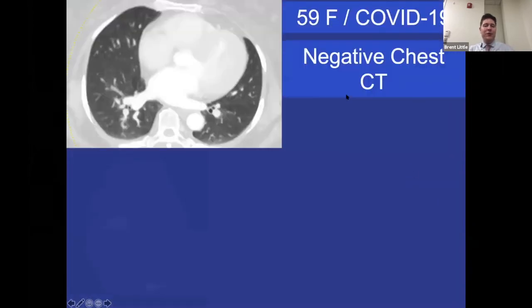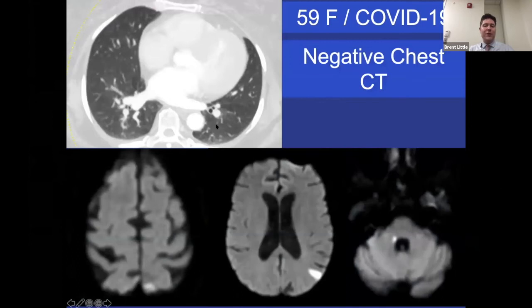And it's important to remember also brain effects. And you can see here, this is a negative chest CT, and yet the patient had these diffusion-weighted images that show multiple areas of infarction within various parts of the brain. So the brain can certainly be affected, and brain imaging plays a big role in management of these patients.